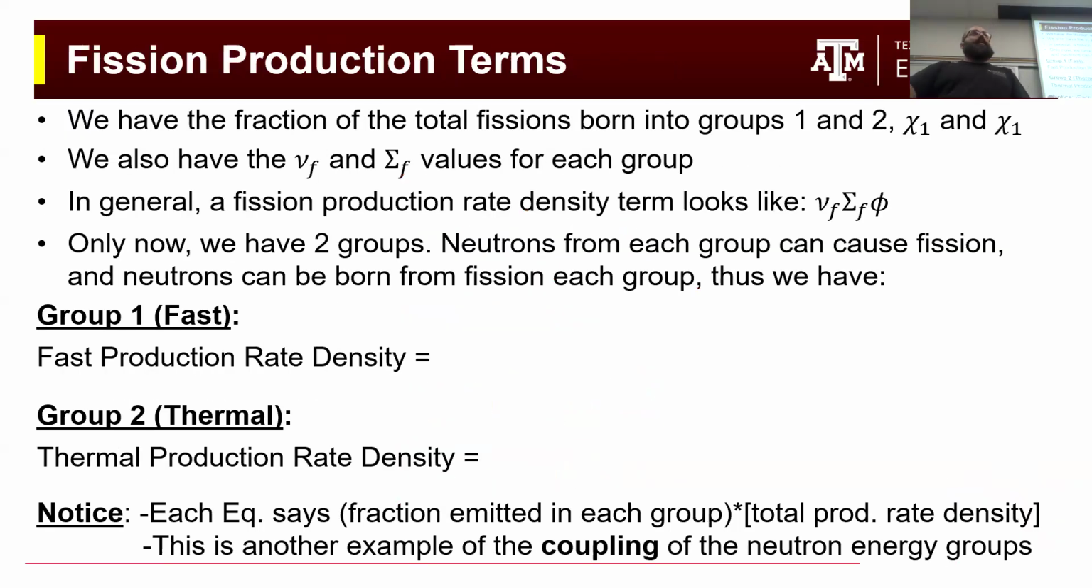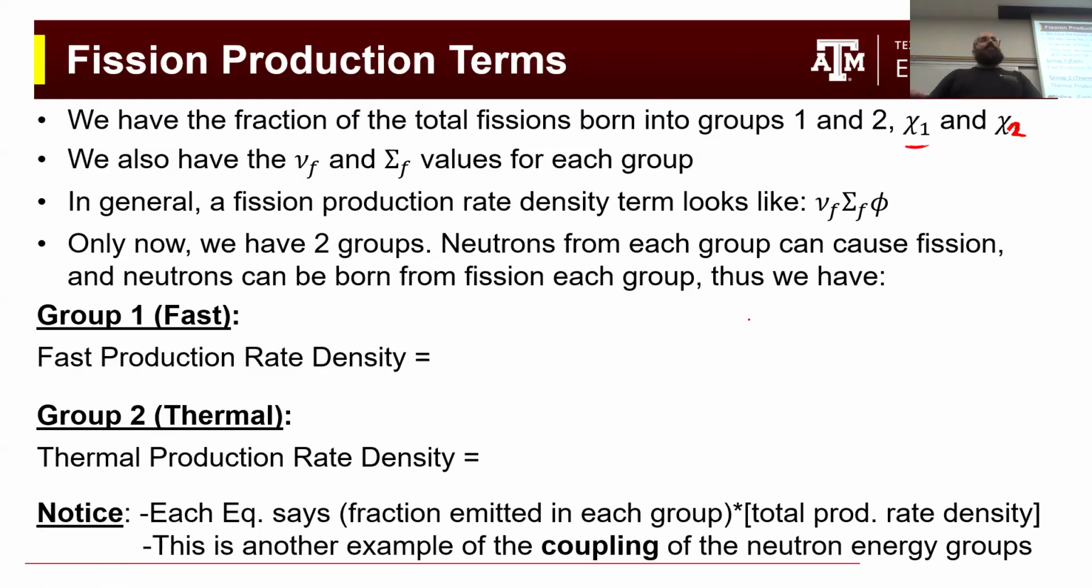The next thing I want to talk about are my fission production terms. We have already talked about the fraction of neutrons that are born into each group. That would be my chi 1 and that's supposed to be chi 2. Sorry about that, typo in my notes. That 1 is supposed to be a 2. And within each group, we also have constant material properties, so we'll have a nu F and a sigma F for each group.